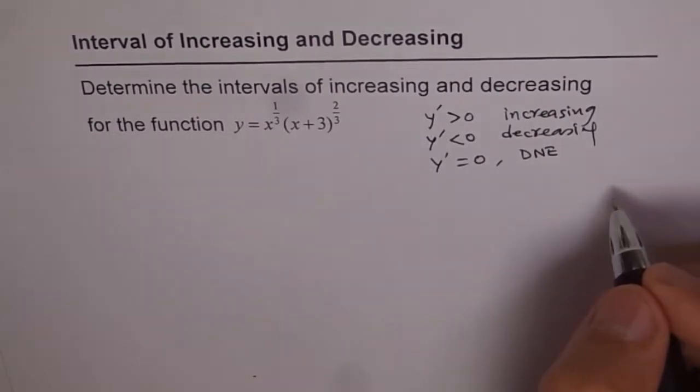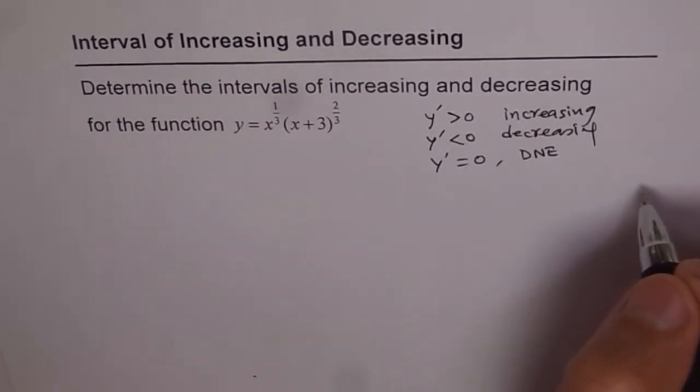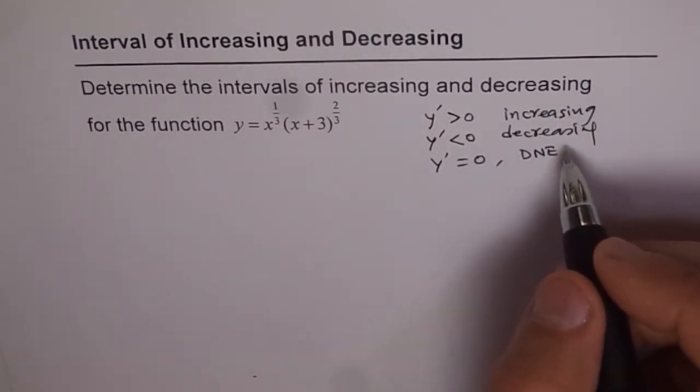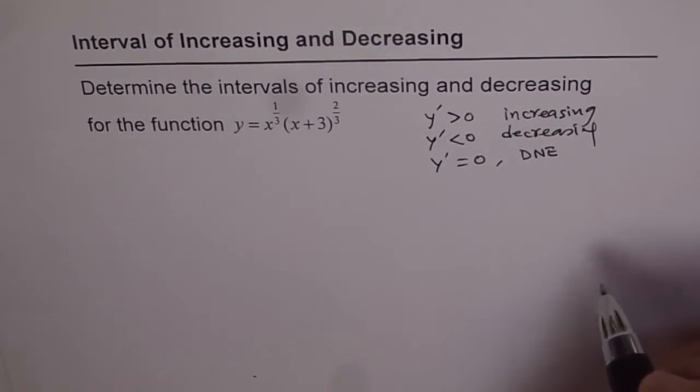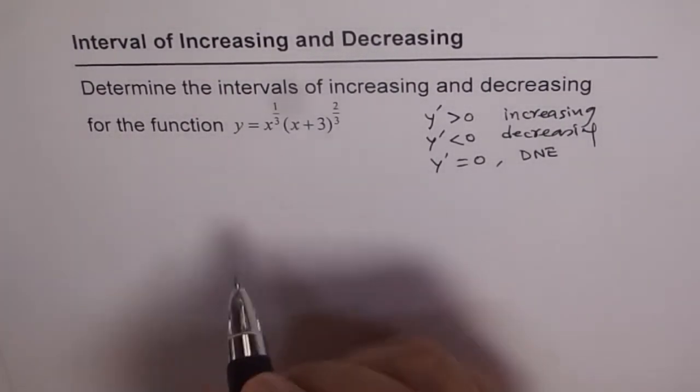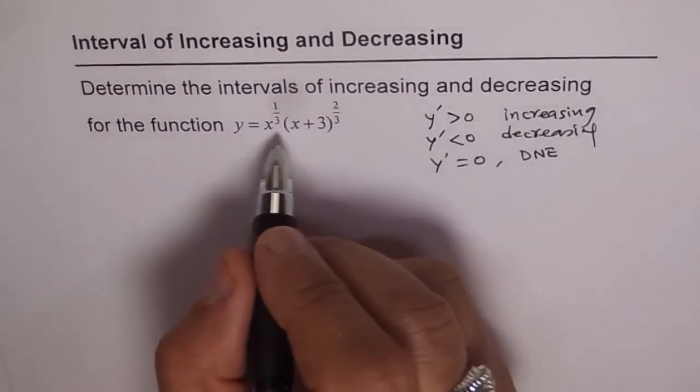So these are the 2 points which we are looking for. And then we'll make a table of values and check on either interval whether it is positive or negative. If y dash is positive, then increasing; negative, decreasing. That, in short, is the process of doing it. Now, let's find the derivative of this function. So it is product rule, correct?